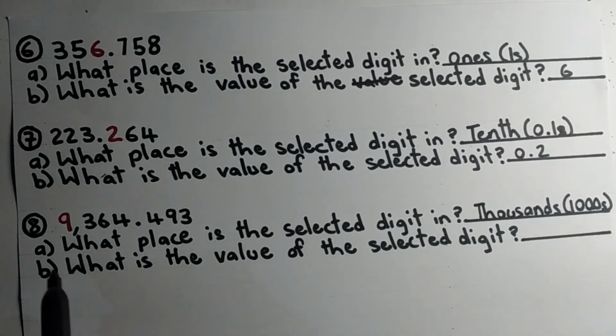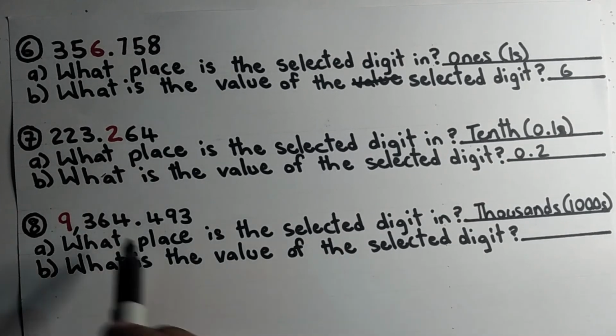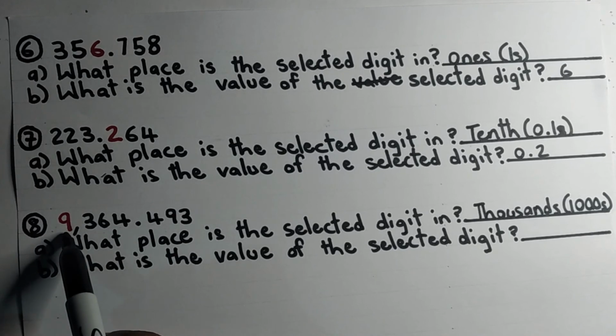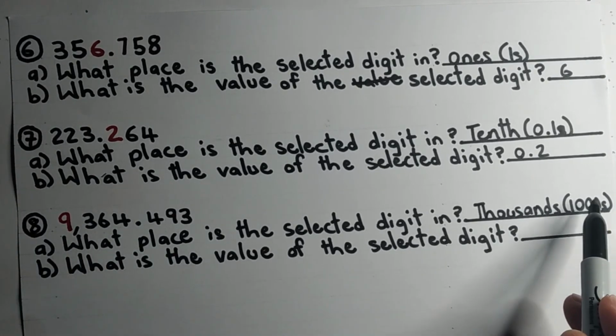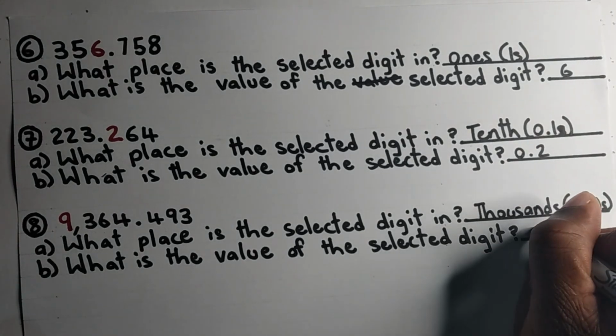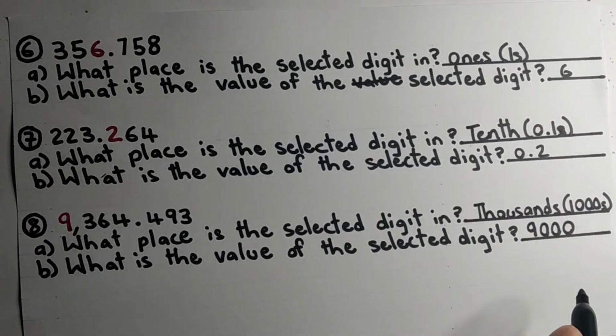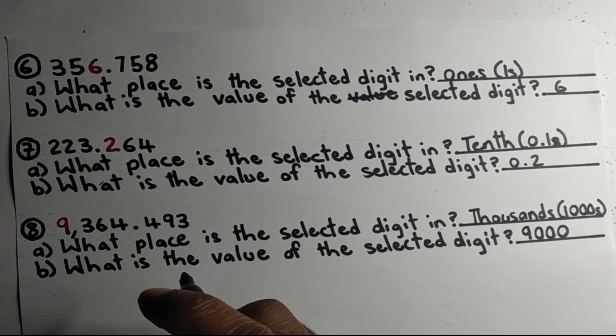Now we have part B. What is the value of the selected digit? Again, you simply multiply the digit in question by its place value. So 9 times 1000, the value of the 9 in that number would be 9000. And that's pretty much that.